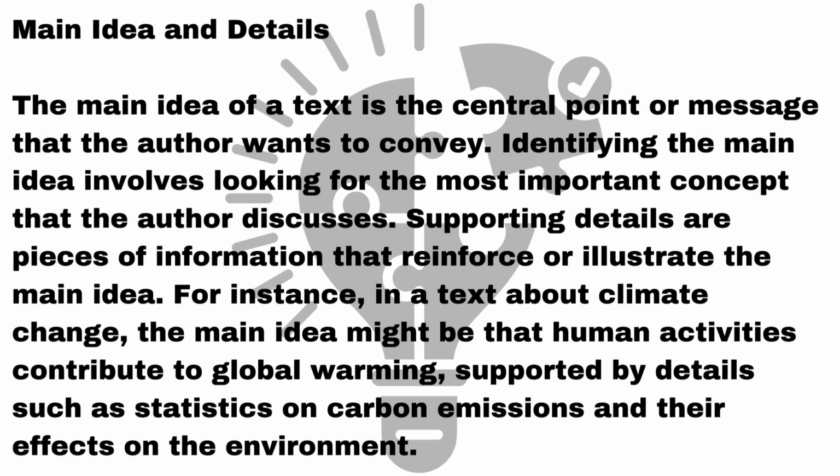Main idea and details. The main idea of a text is the central point or message that the author wants to convey. Identifying the main idea involves looking for the most important concept that the author discusses. Supporting details are pieces of information that reinforce or illustrate the main idea. For instance, in a text about climate change, the main idea might be that human activities contribute to global warming, supported by details such as statistics on carbon emissions and their effects on the environment.